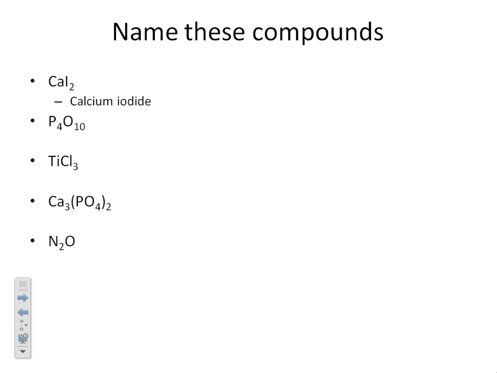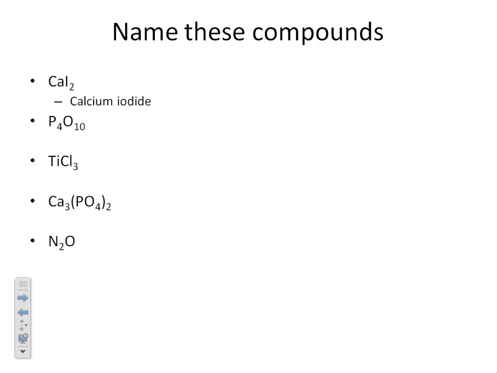Next one, P4O10. First question that we have to ask, is it ionic or covalent? Ionic is metal and nonmetal, covalent, 2 nonmetals. We have 2 nonmetals here. We have phosphorus and we have oxygen. This thing has covalent bonding, therefore we are going to use prefixes.